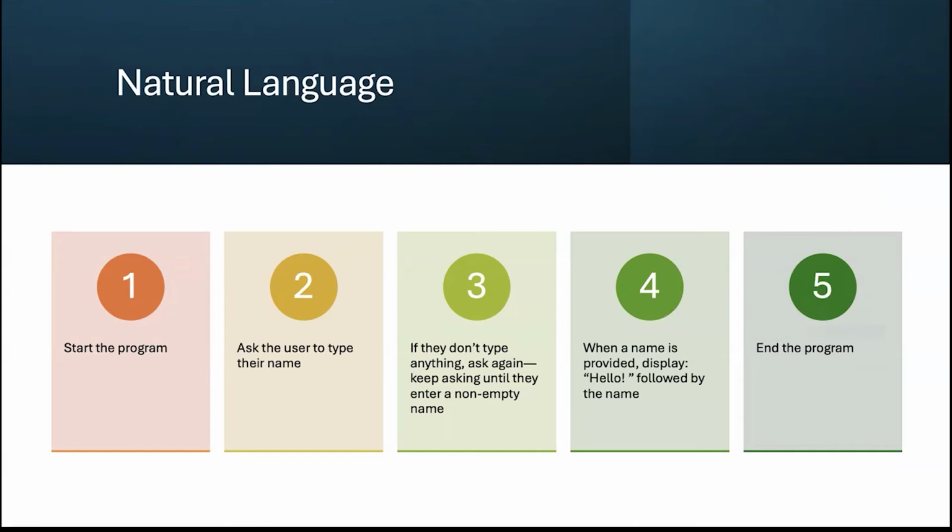Here's a very simple problem setting. Step one, we're going to start the program, and then we're going to ask the user to type their name. If the user didn't type anything, we're going to ask again. So we're going to keep asking until the user really enters a non-empty name. When a name is provided, we're going to ask the program to display hello followed by the name entered by the user, and then end the program. So it's a very simple problem, right? To display what the user enters.